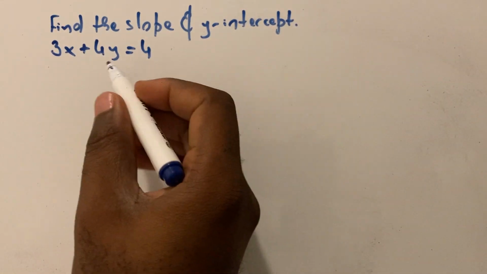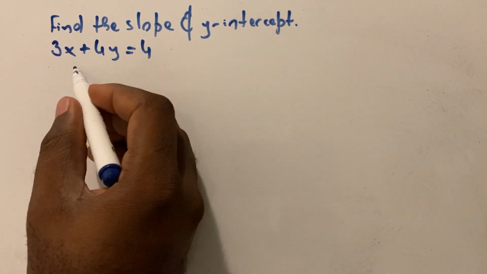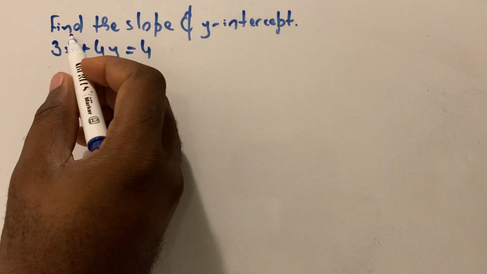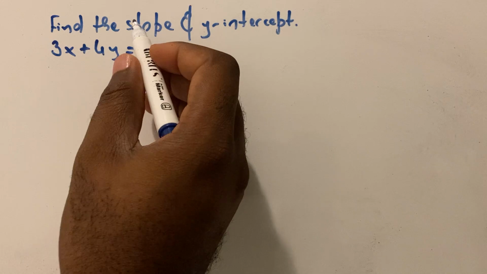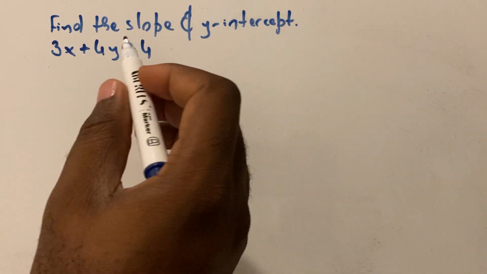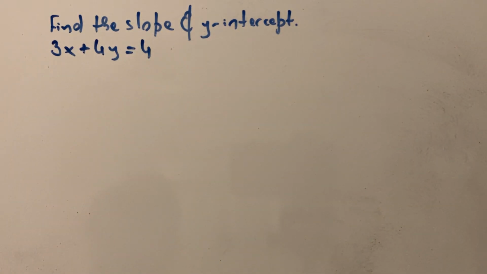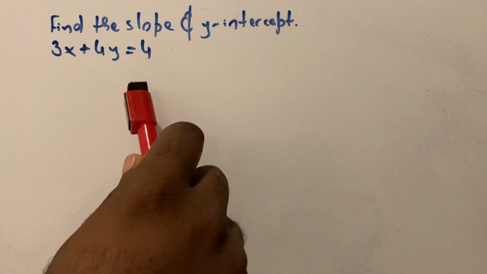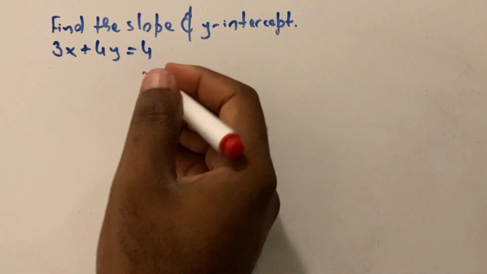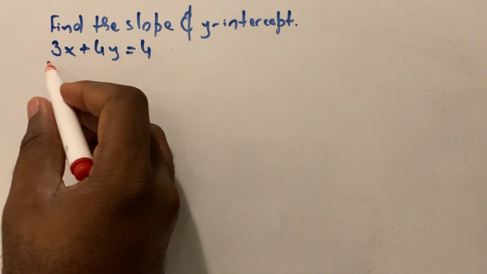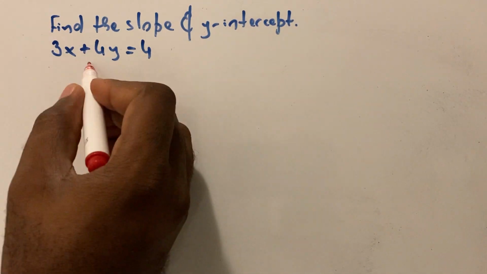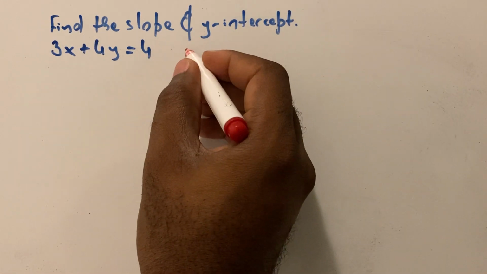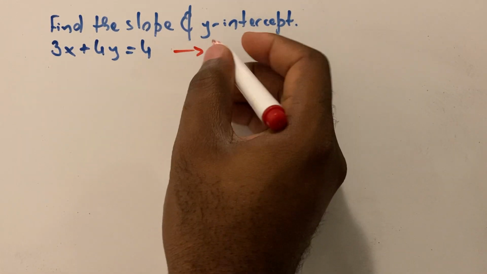Hello guys, let's say we have this problem, okay? 3x plus 4y equals 4. And the question would be for us to find the slope and the y-intercept, okay? So one thing to know here is that in order for you to find the slope and the y-intercept, since you have an equation right here in standard form, you would need to put it in slope-intercept form.